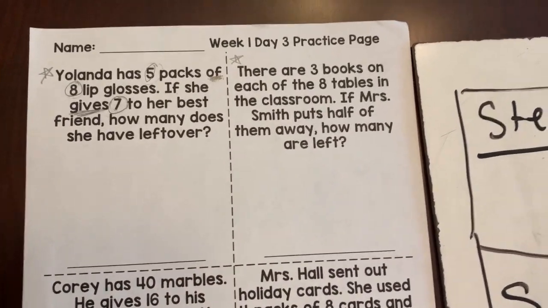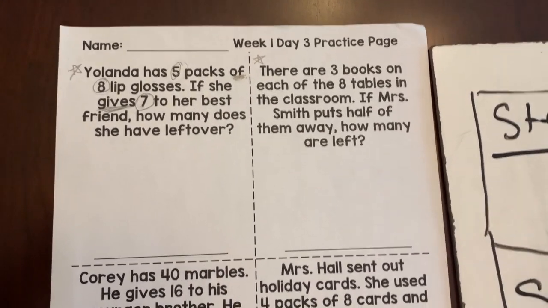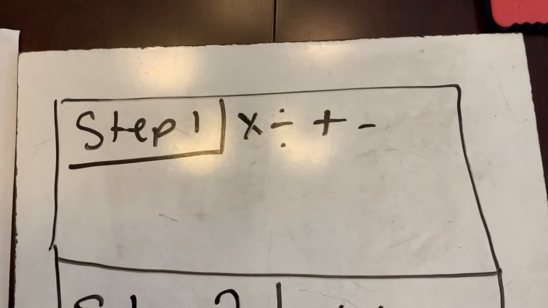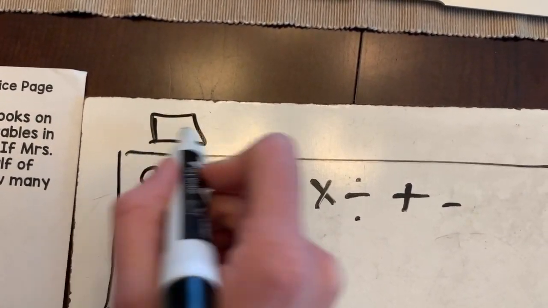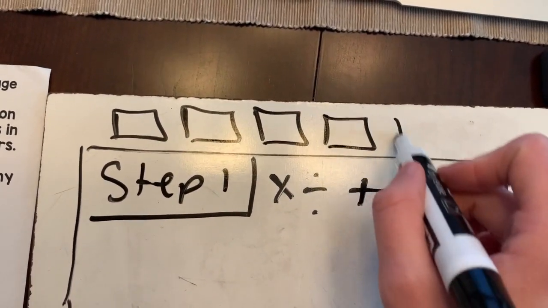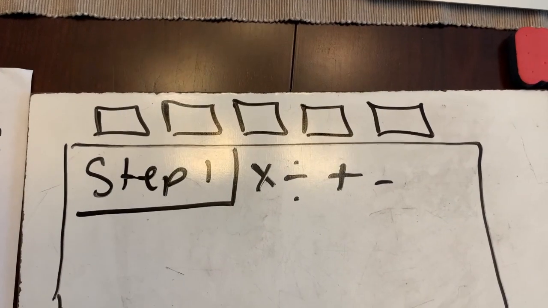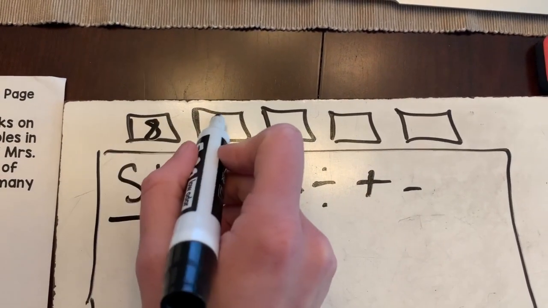Yolanda has 5 packs of 8 lip glosses. Imagine what that would look like. Or better, let's draw a picture. She has 5 packs. 1, 2, 3, 4, and 5. How many lip glosses are in each pack? We have 8.